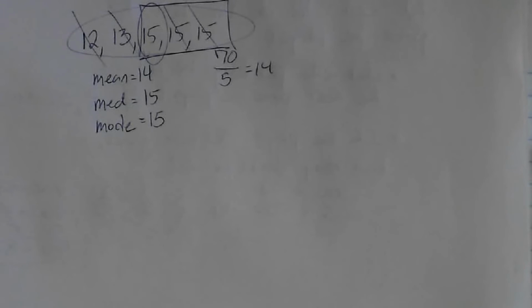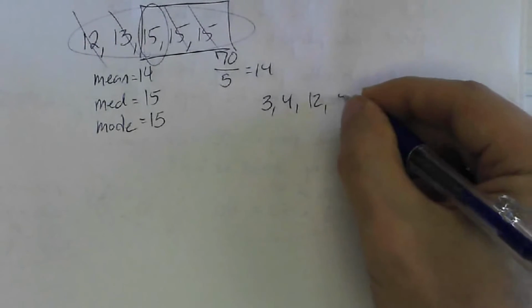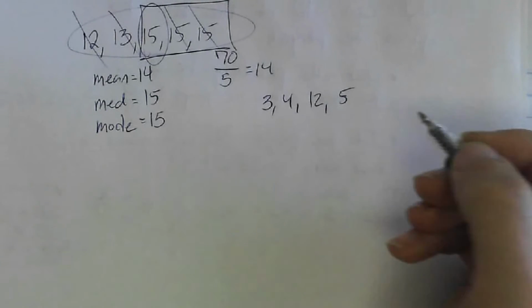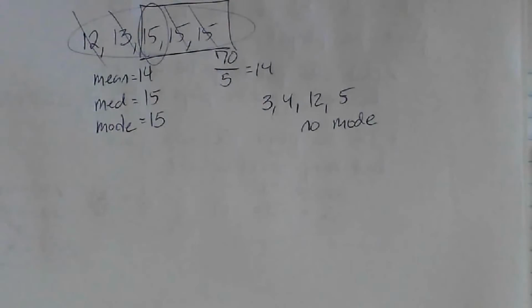I also want you to keep in mind that sometimes there is no mode. For example, if I have the numbers 3, 4, 12, and 5. Here there's no numbers that repeat, so if I ask you what's the mode for this, the answer would be there's no mode.